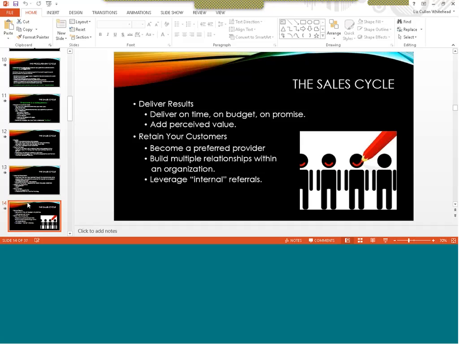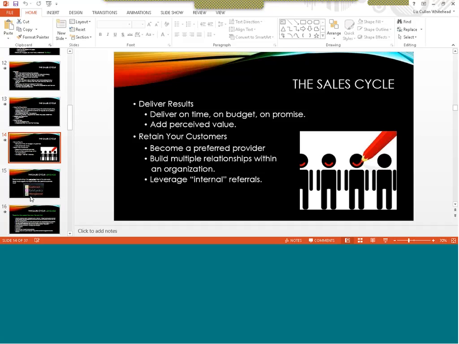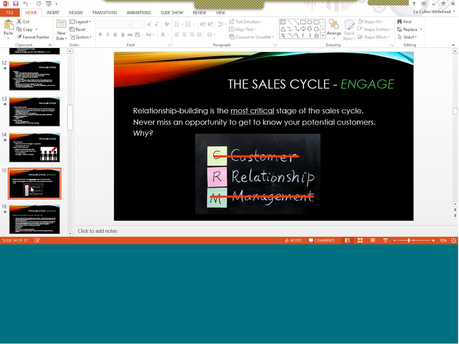I would say along those same lines, the supplier diversity world is very small, so a lot of these corporate members will talk to each other. If they have a good supplier that's certified, that can provide results on time and on budget, they're going to talk to one another and you will also be able to get referrals that way. So just to reiterate, relationship building is the most critical stage of the sales cycle, and you never want to miss an opportunity to get to know your potential customers.